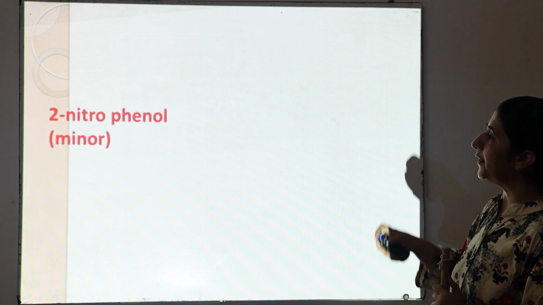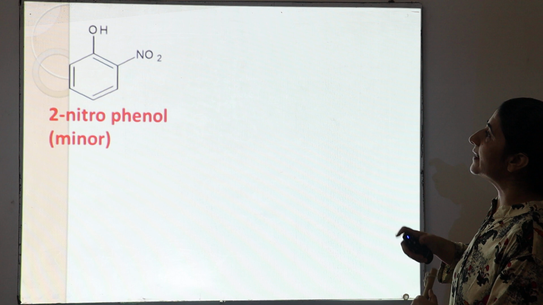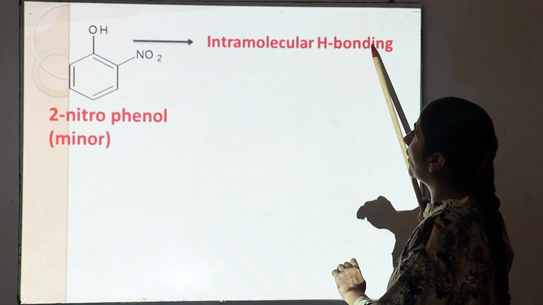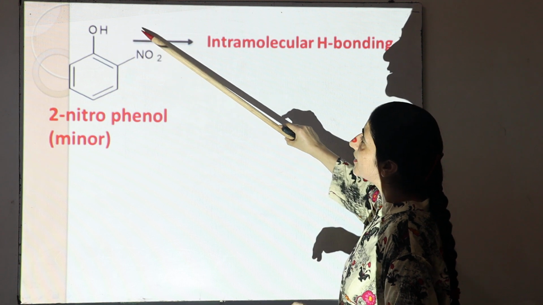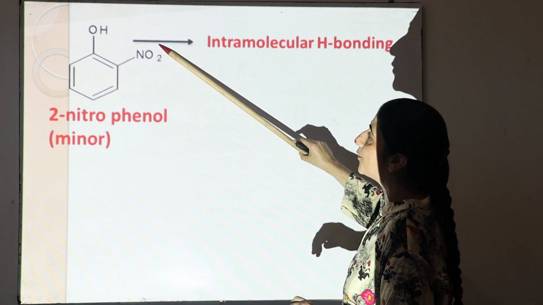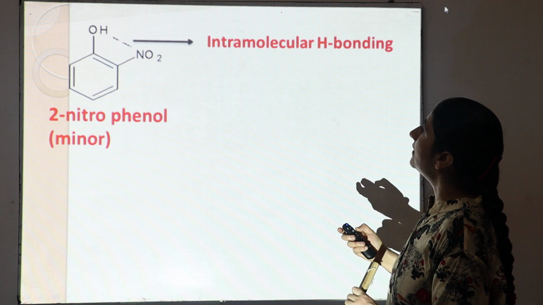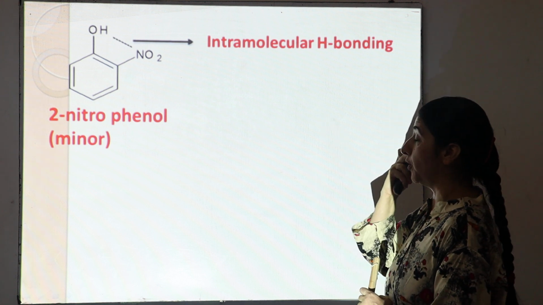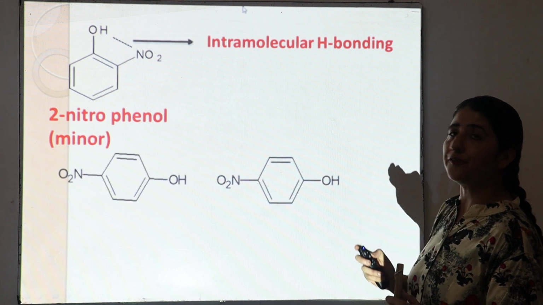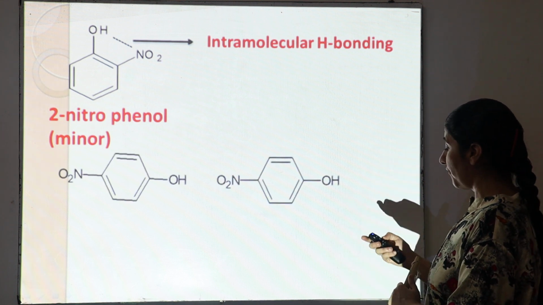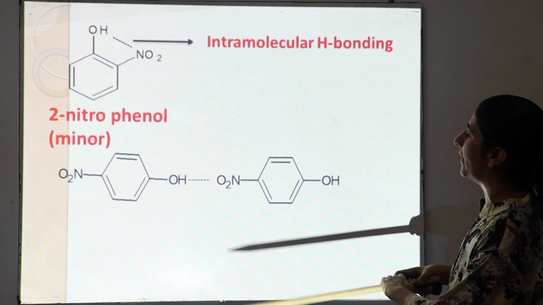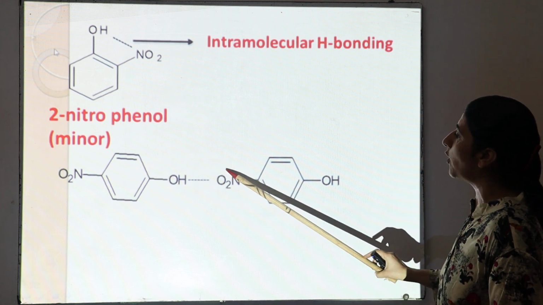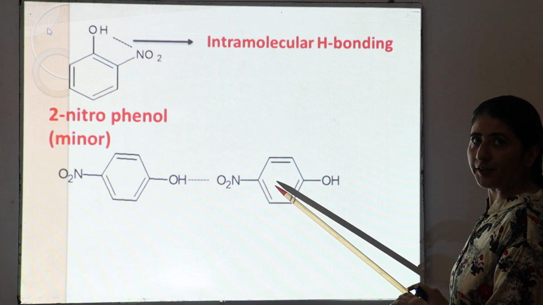So we have 2-nitrophenol. In this case, there is intramolecular hydrogen bonding between the hydrogen atom of the OH group and the oxygen of the nitro group. So this is the intramolecular hydrogen bonding present in 2-nitrophenol. Whereas in the case of 4-nitrophenol, there is intermolecular hydrogen bonding between the OH group of one molecule and the oxygen of another molecule.